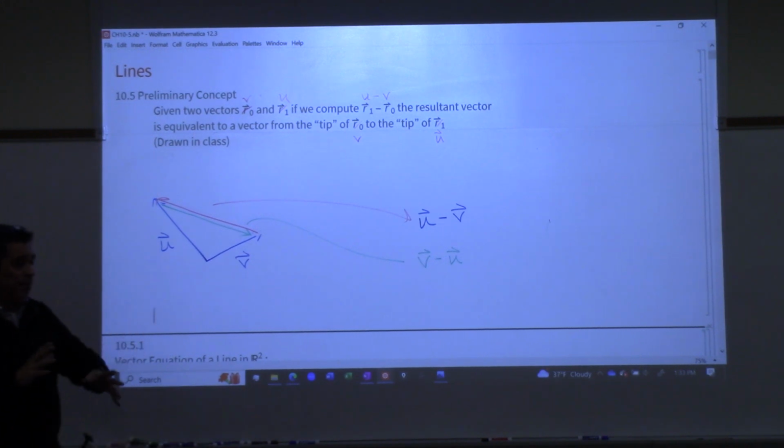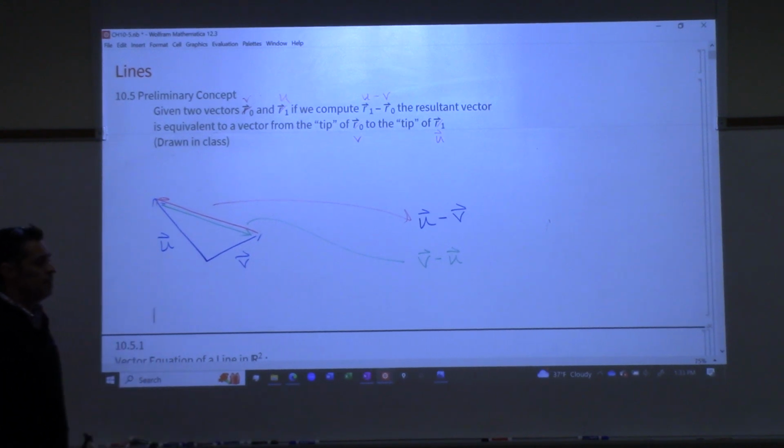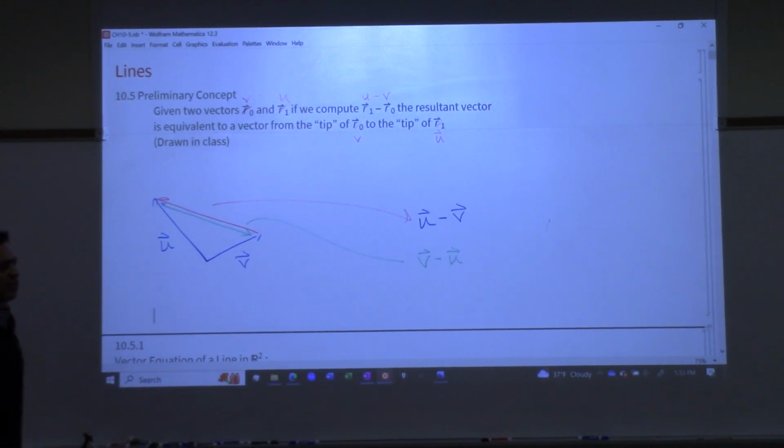We need that before we can do anything. Yes? What about mechanically? It would just be the subtraction, right? Yeah, it's just subtraction. This is more of, can we visually understand what the difference of two vectors is? Gotcha.